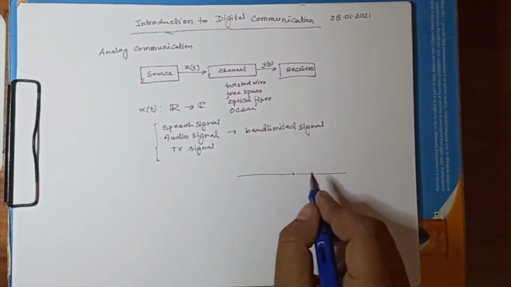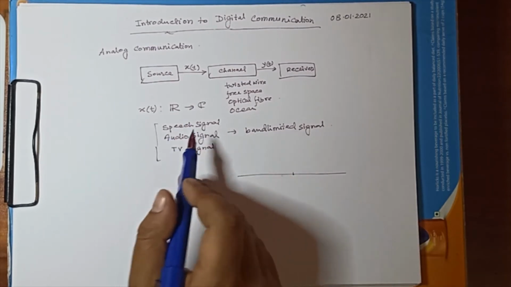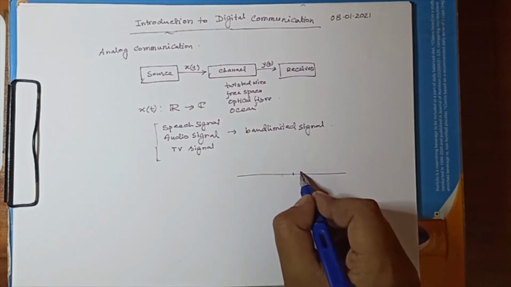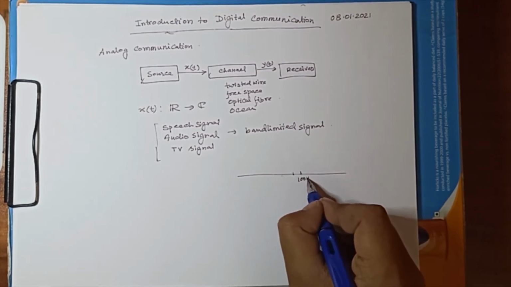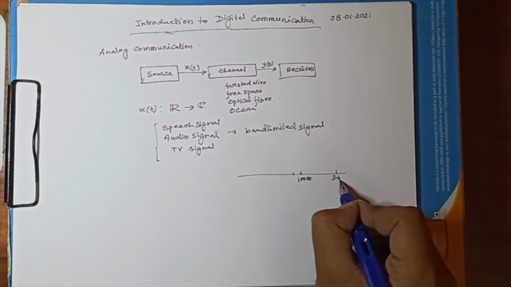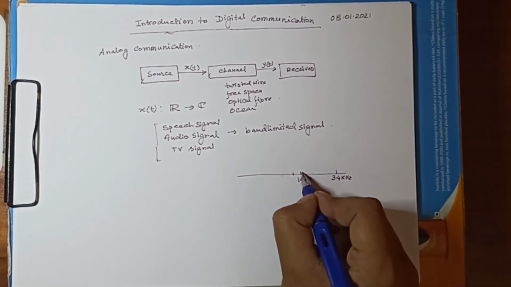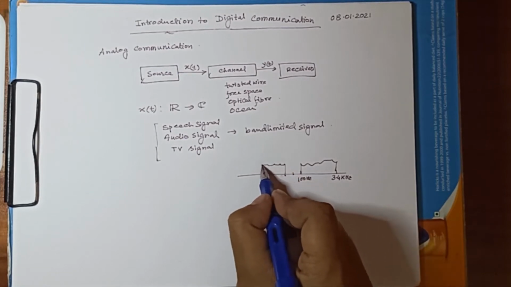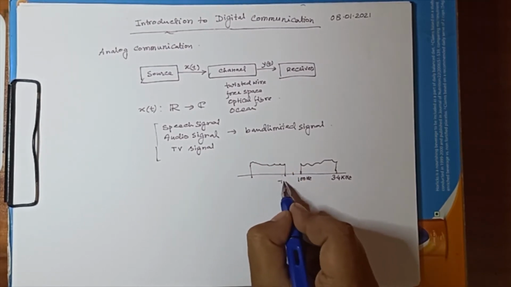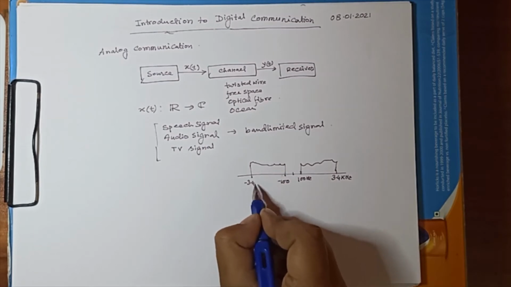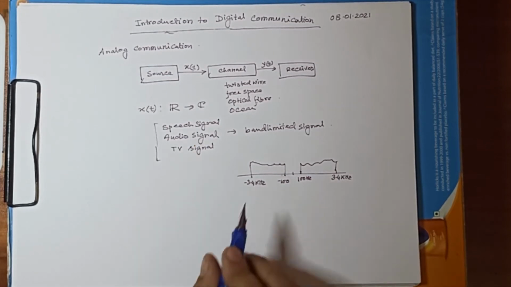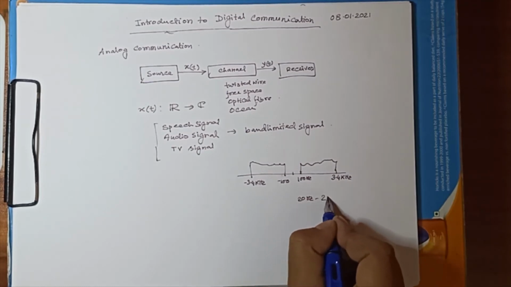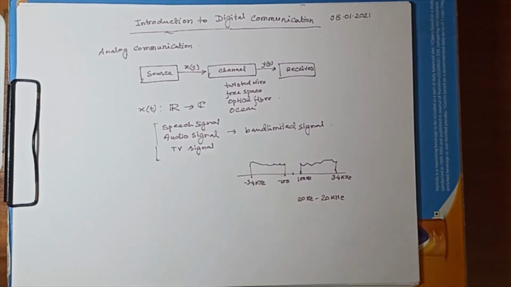But suppose you take a real valued signal, for example a speech signal, the typical frequency range is say 100 Hz to 3.4 kilohertz. The signal will be here, and it will be symmetric on the other side also, so minus 100 Hz to minus 3.4 kilohertz. Audio signal is like 20 Hz to 20 kilohertz. TV signal can be even more.